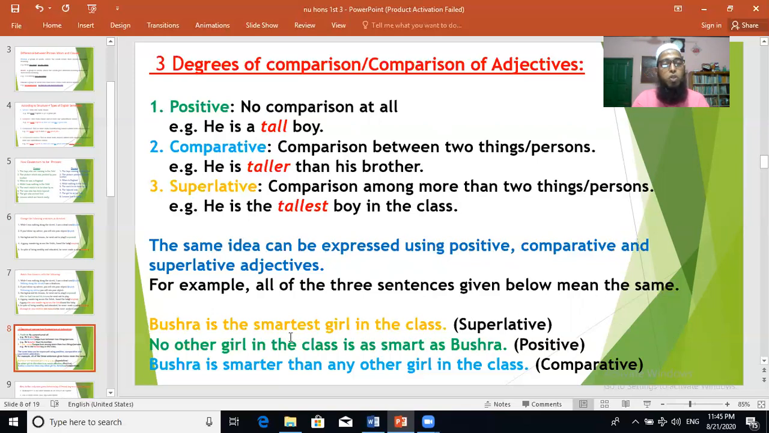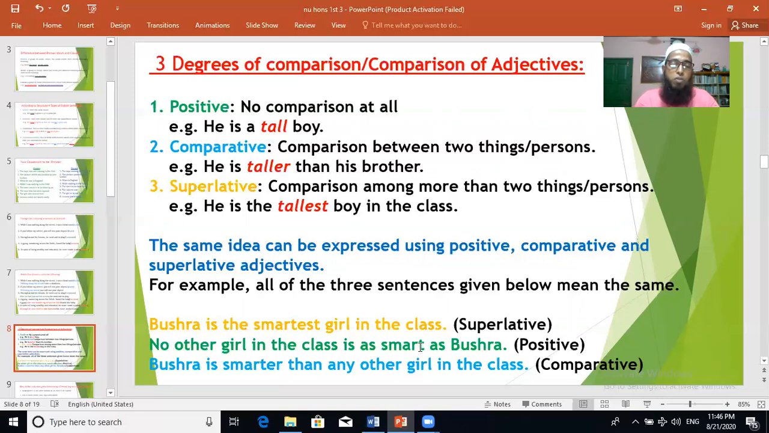Look at these examples. Bushra is the smartest girl in the class. That is a superlative degree because Bushra is compared with all the girls in the class. And if you make it positive, the meaning is the same. We can make it positive: No other girl in the class is as smart as Bushra. So in positive degree, we use 'as', you know. Bushra is smarter than any other girl in the class. That is comparative, smarter. So smart, smarter, smartest. These are the degrees you have learned.